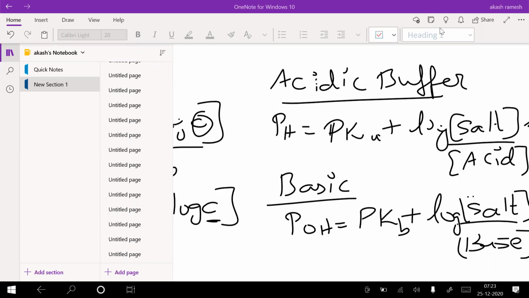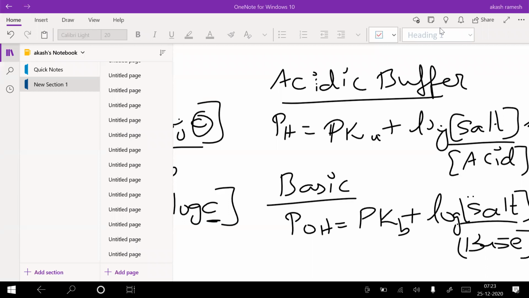Right. Now the next question is what kind of buffer it is. Is it basic buffer or acidic buffer? Basic, sir. Definitely, right? Ammonia is a weak base, NH4Cl is the salt of the weak base, so this question is from basic buffer solution. Depending on what salt and what base is given to me, I'll be able to predict that. Right. Now go for it.